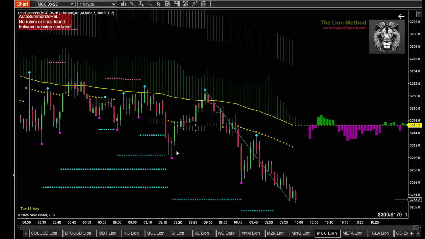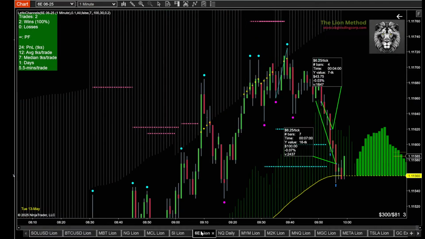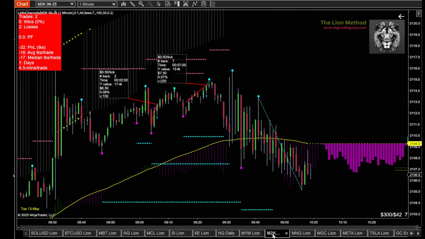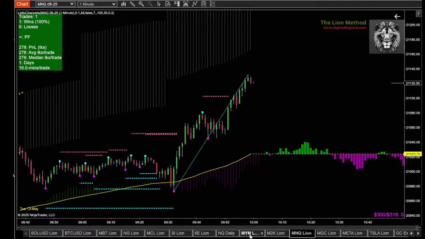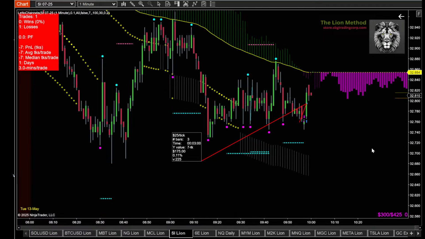Gold is in the midst of a trend trade. Actually, would have hit target had you gone short in that. There was one entry here which hit target. This one took a target here, so that's good. So gold is listening to our trend trade system, but not silver. Not silver.